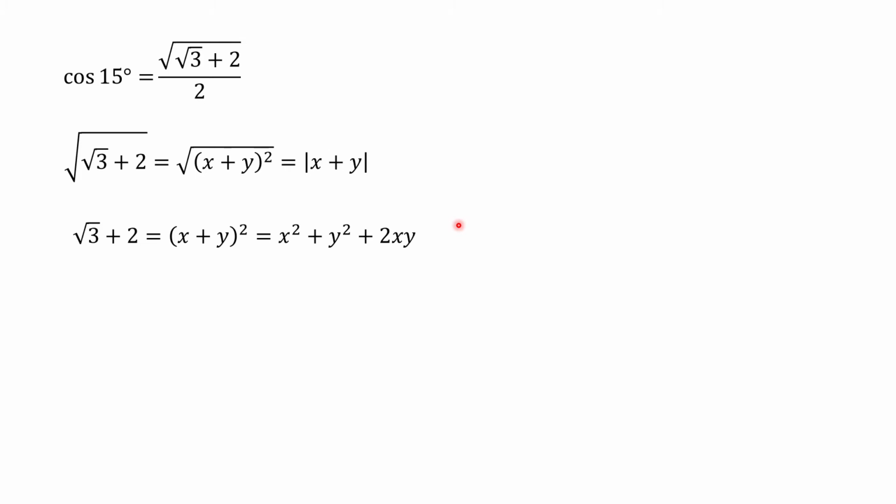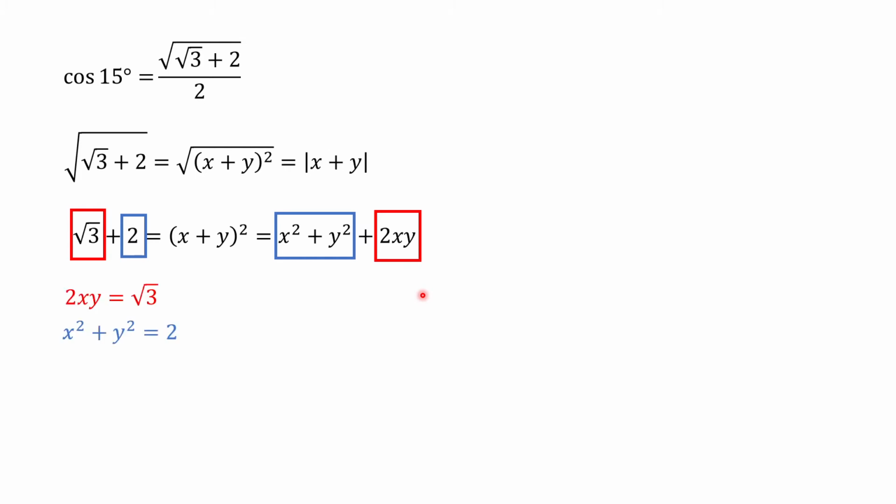Well, what we're going to do is say we want the square root of 3 to be the same as 2xy, and we want that 2 to be the sum x squared plus y squared. That's a natural way to split those two things. All right, so let's rewrite this again: 2xy equals square root of 3, x squared plus y squared equals 2. And now we need to solve this system of two equations. We need to find x and y that satisfy both of these equations.